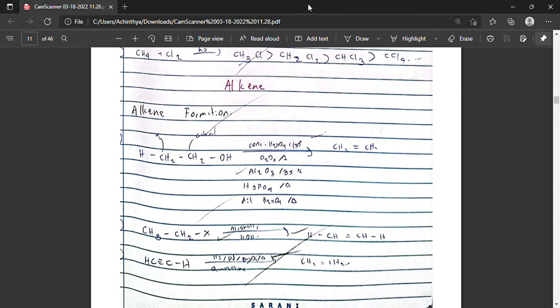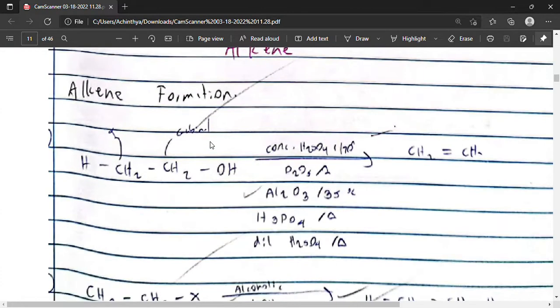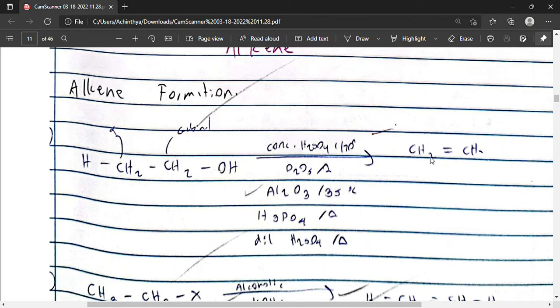Let's talk about the chemistry of alkenes, alkene formation and alkene reactions. One way of forming an alkene is by dehydrating an alcohol, a primary alcohol ideally. Basically the hydroxide of the carbinol carbon and the hydrogen of an alpha carbon hook up and form water, and it results in the formation of a double bond.